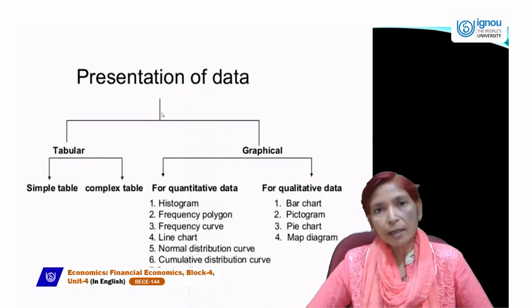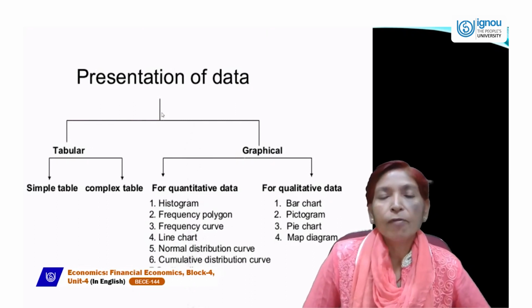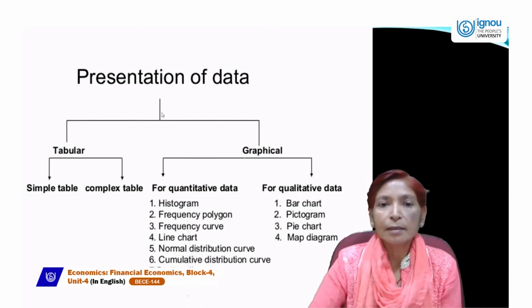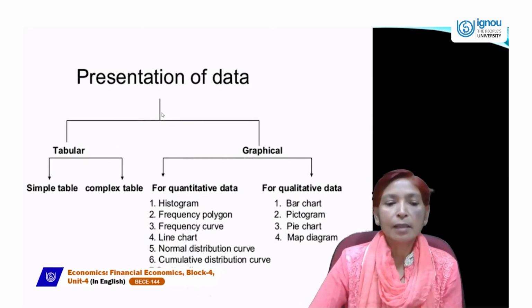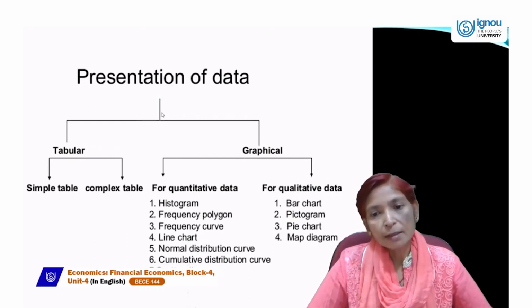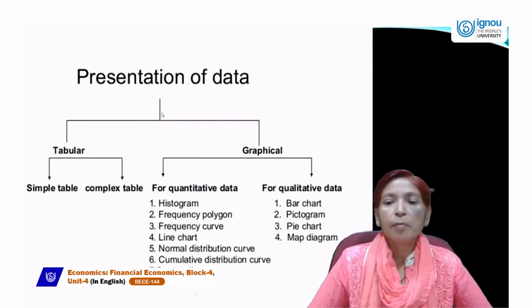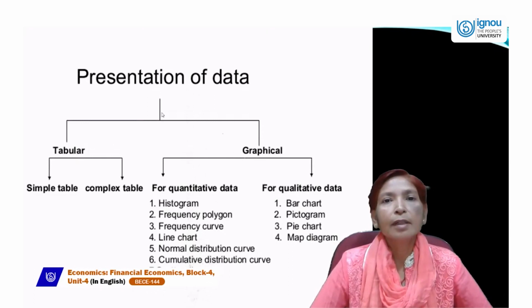And for qualitative data, we use graphs like bar chart, pictogram, pie chart, and map diagram. So there are different ways of showing data in graphs. If we have quantitative data, then we use these 7 methods. And if we have qualitative data, then we will use bar chart, pictogram, pie chart, and map diagram. This is called presentation of data.